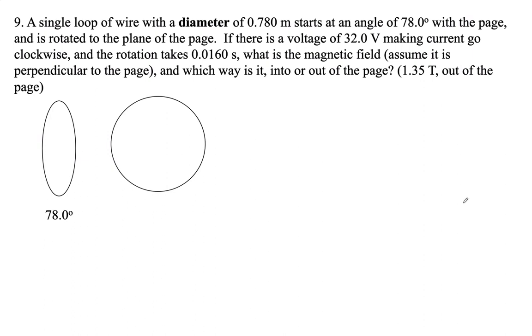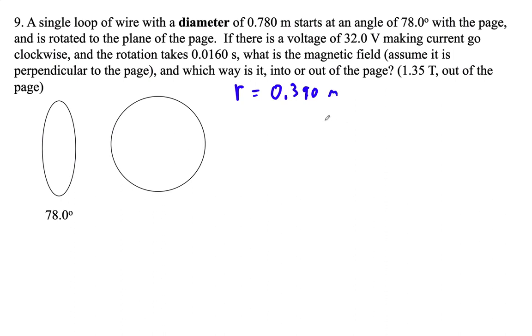A single loop of wire with a diameter of 0.780 meters starts at an angle. Okay, so concept zero, right? Our radius here is 0.390 meters. Is that true? Let's just double check that. 0.78 divided by 2. By golly, it is.